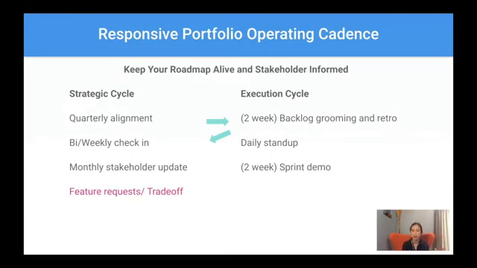We didn't talk about feature requests and trade-offs. It's a bigger conversation we can discuss at a different time. But the idea is it's almost like going through a mini planning again: basically, add new things and see what the implication is to our roadmap. Question?